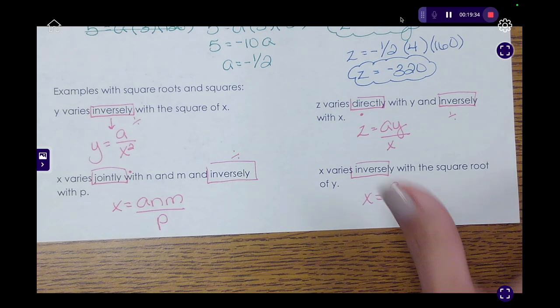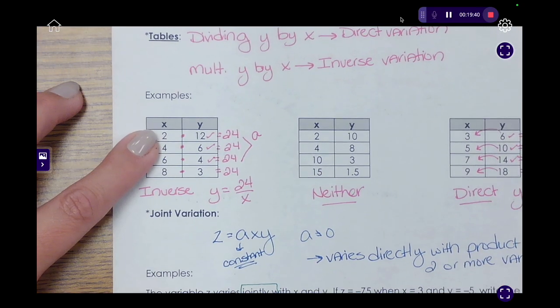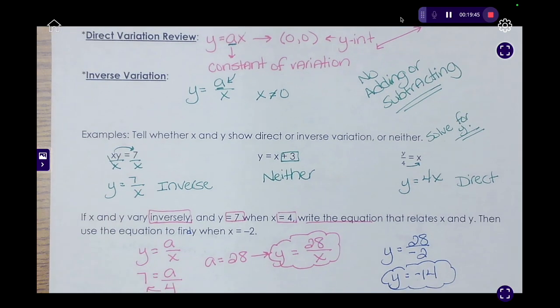Okay, so again, key part of this is making sure I can write those equations, and then you can identify whether a table is inverse or direct variation and whether an equation is an inverse or direct variation.